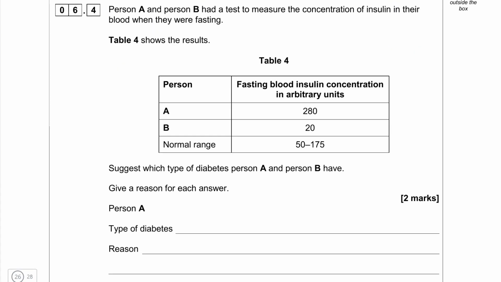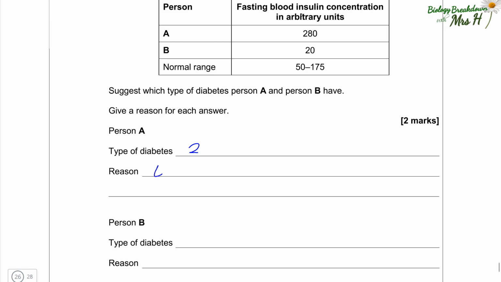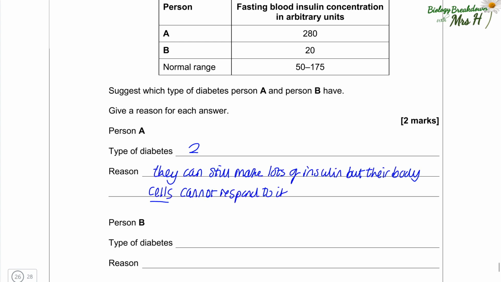Person A and person B had a test to measure the concentration of insulin in their blood when they were fasting. Table 4 shows the result and suggests which type of diabetes person A and person B have. Give a reason for each answer. Person A, look, they're actually making a lot of insulin. So this must be type 2 diabetes because they can still make lots of insulin, but their body cells can't respond to it, or their cells have become resistant to insulin.